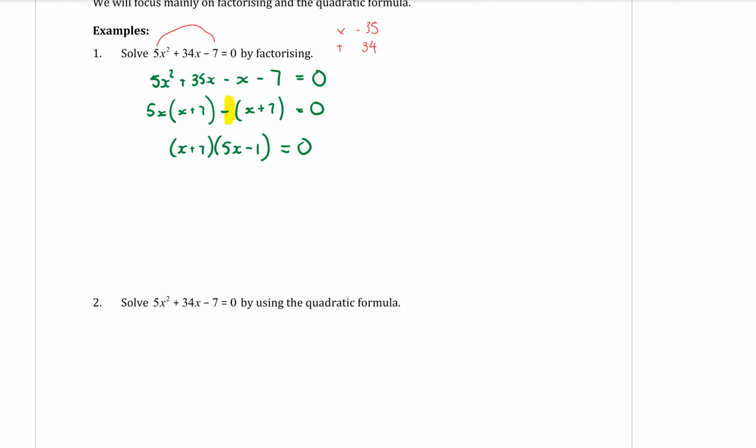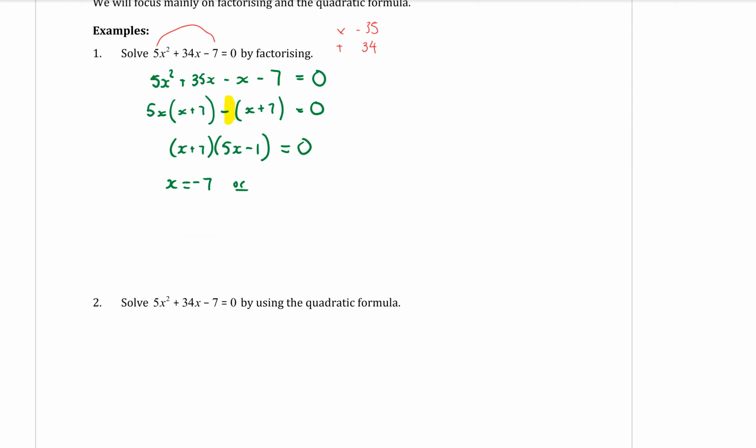This is the Null Factor Law. Remember this? Each one of those brackets could be equal to 0. Some of you are very comfortable going straight to the solution, especially if it's just x plus 7. What's it going to be? So x equals minus 7. You just change the sign.